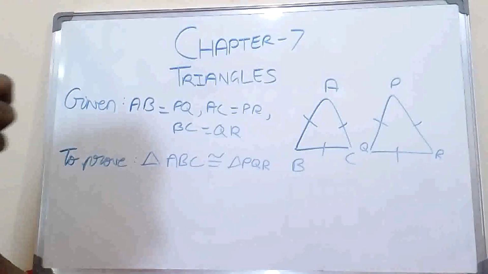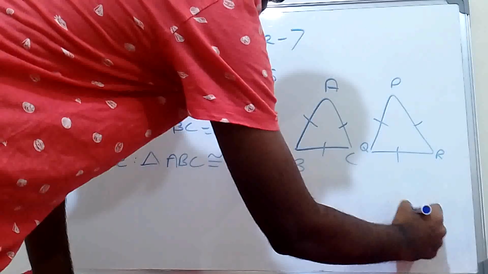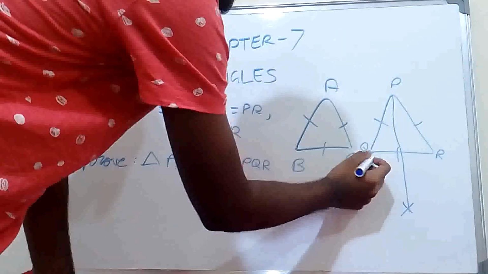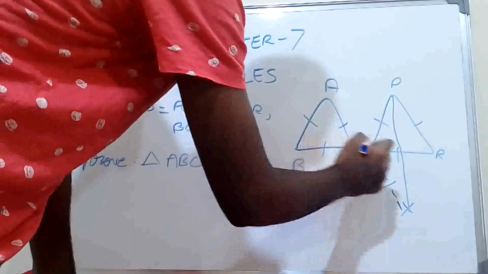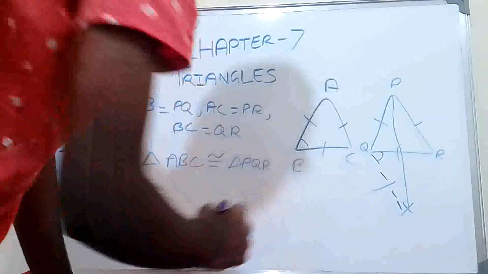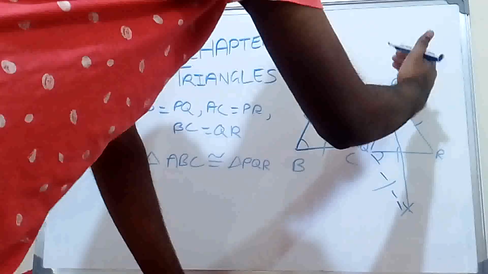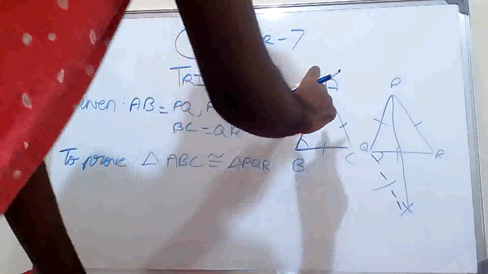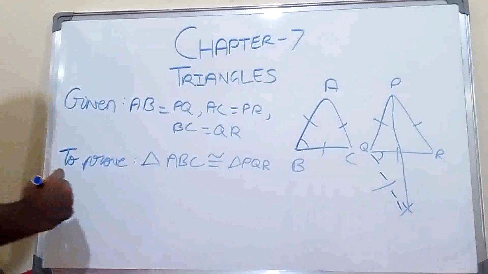What we're first going to do is draw a line called PX such that QX is equal to AB and angle Q is equal to angle B. So what have we done here? We have drawn a line PX intersecting QR, which means it's going to be a straight line intersecting QR, such that AB is equal to QX and angle B is equal to angle Q. So what's the construction we have done?